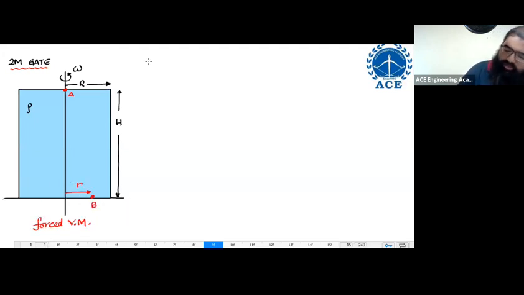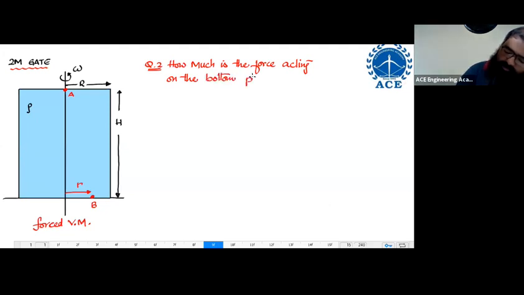So question number 2, only 2 questions, not 3 rather. The question is, how much is the force acting on the bottom plate of the cylinder? This is the second question we are having.